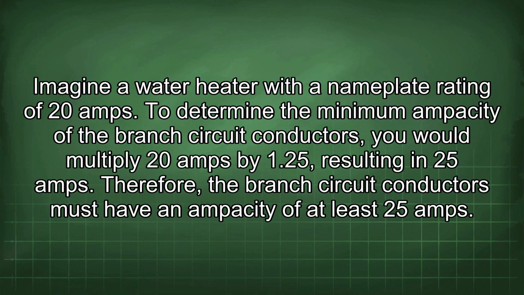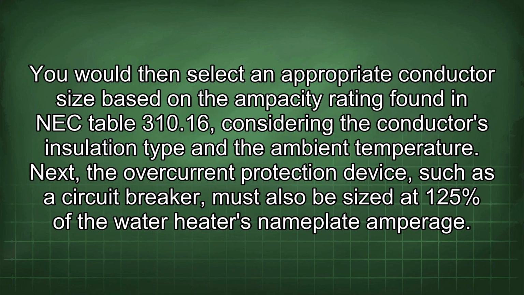Imagine a water heater with a nameplate rating of 20 amps. To determine the minimum ampacity of the branch circuit conductors, you would multiply 20 amps by 1.25, resulting in 25 amps. Therefore, the branch circuit conductors must have an ampacity of at least 25 amps. You would then select an appropriate conductor size based on the ampacity rating found in NEC Table 310.16, considering the conductor's insulation type and the ambient temperature.